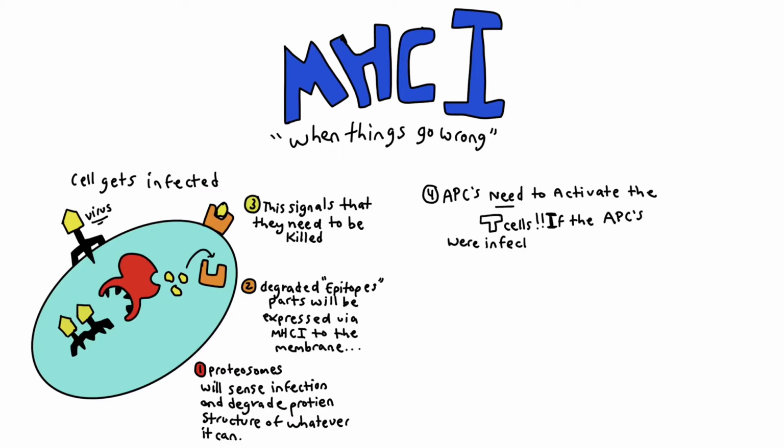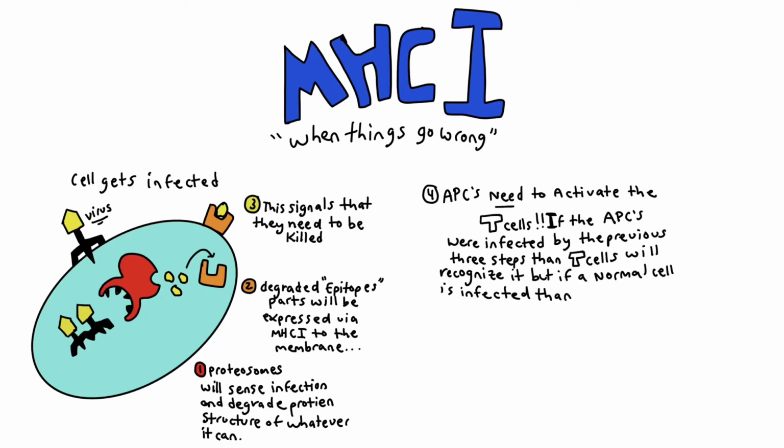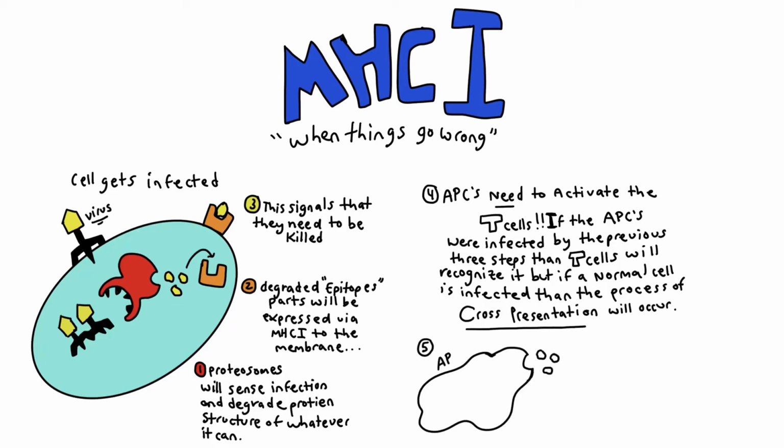Now, the APCs can be activated in a couple ways. First, if a virus were to attack an APC, then it just already has that epitope within the cell that when the MHC1 expresses it, then it's good to go. It'll activate T cells. But if a normal cell is infected, it does not activate a T cell. We need the APCs, especially dendrites, in order to activate T cells.